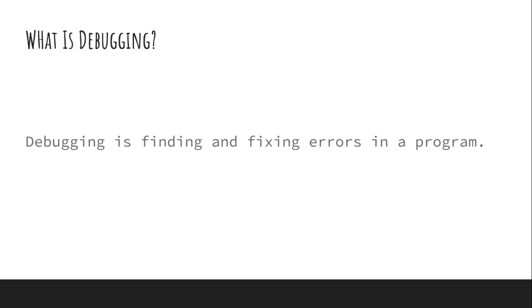So what exactly is debugging? Debugging is finding and fixing errors in a program. Most of the time you're not going to get everything perfectly right when you're coding. You're going to make mistakes, and there's going to be times when your code just doesn't do what you want it to do. So when there's an error, it's called a bug. And so getting rid of those bugs is called debugging. So debugging is basically just finding and fixing all those problems or glitches or bugs in your program.